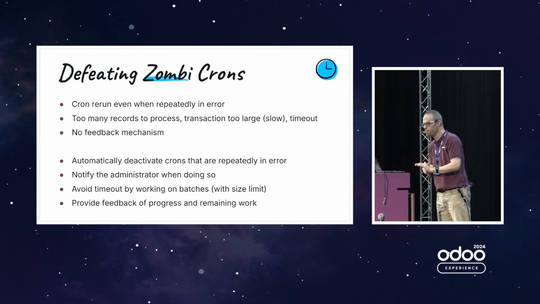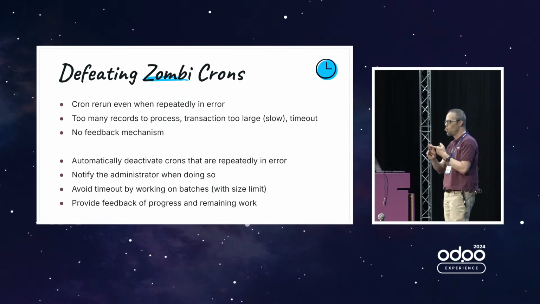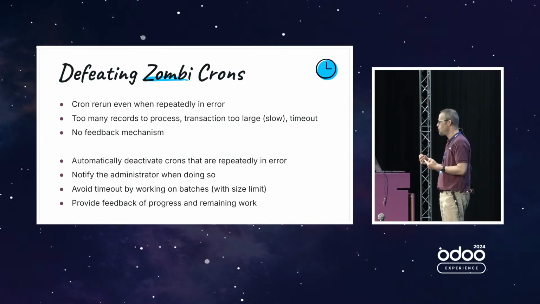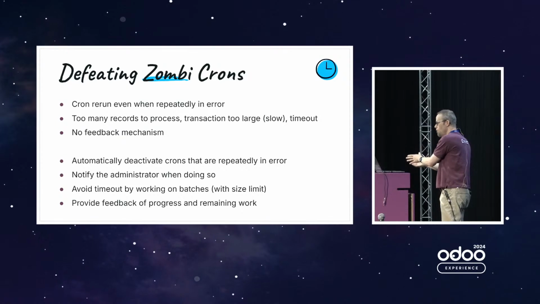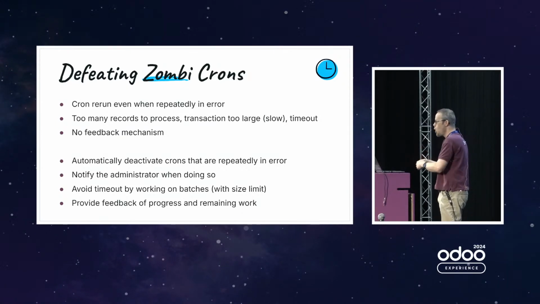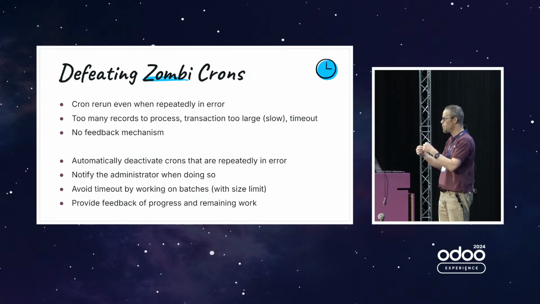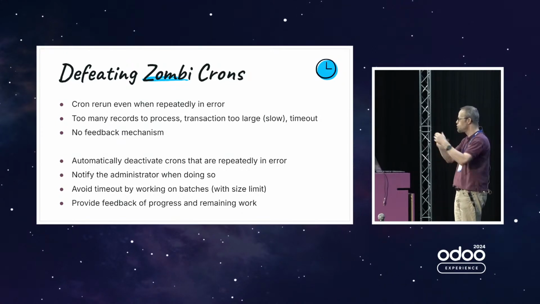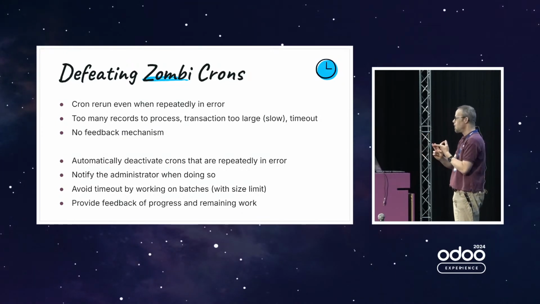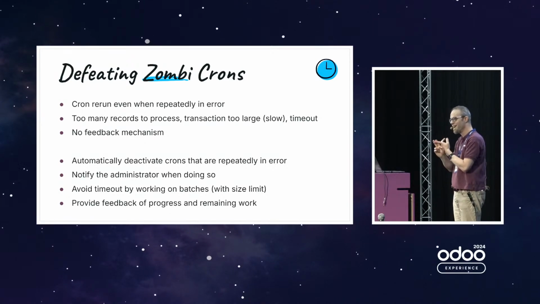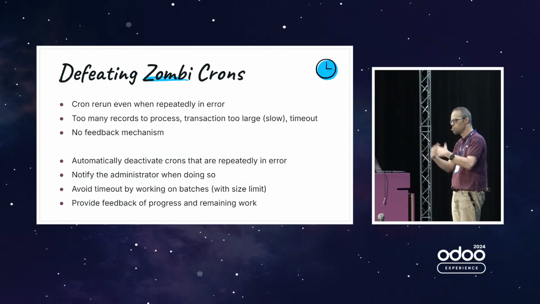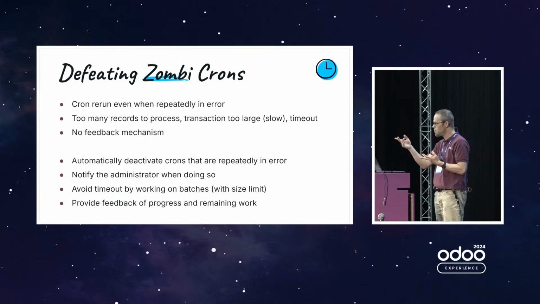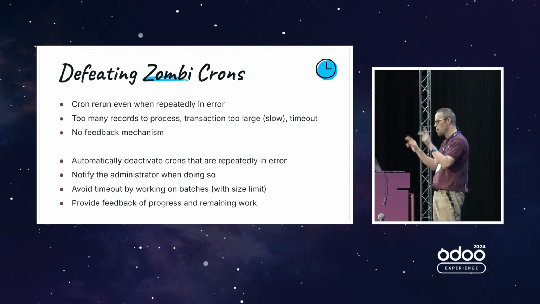So the one thing we did was to detect when a cron job repeatedly fails, either for an exception or something like that, or a timeout. And when that occurs, after a certain number of times, the cron is automatically deactivated, so it stops using resources for nothing, and an administrator user is notified to fix that.